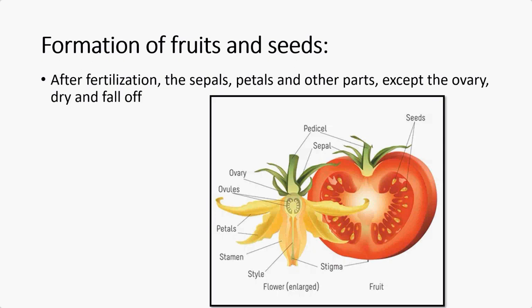Yes, Srinidhi is asking me a question. Ma'am, what happens? Okay, ovary, we learned it. Ovules become seed. Pedicel, sepal and stigma are forming something in the fruit. And what happens to the stamen, style and petals? They will dry and fall off.